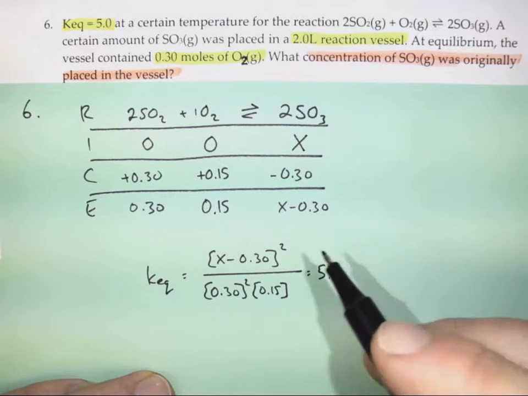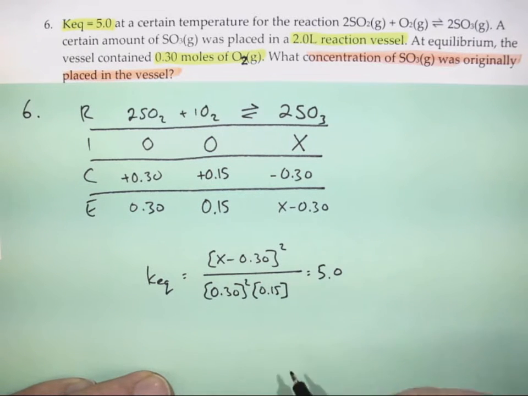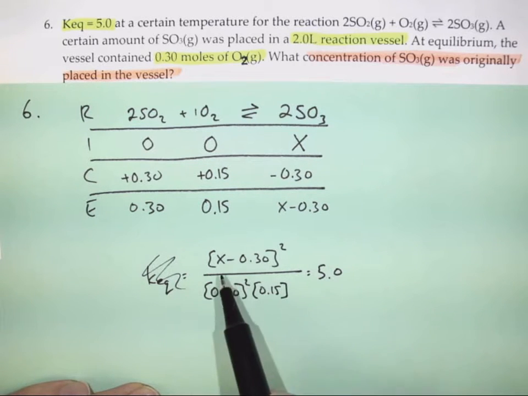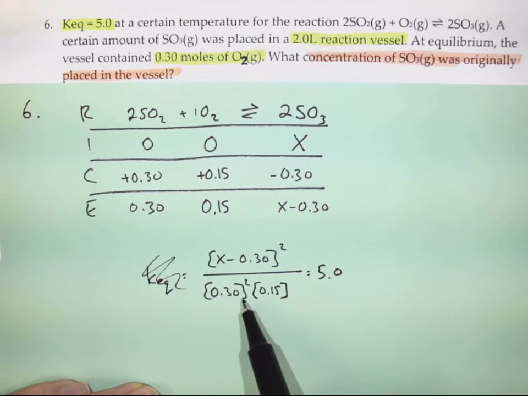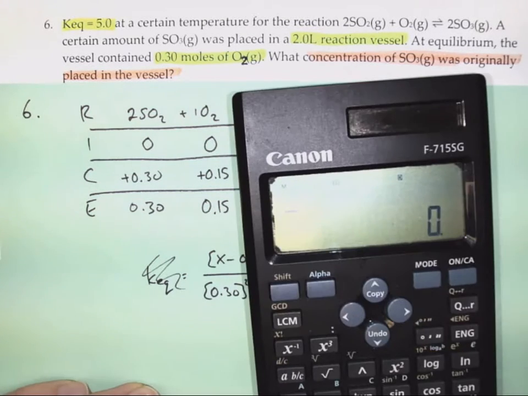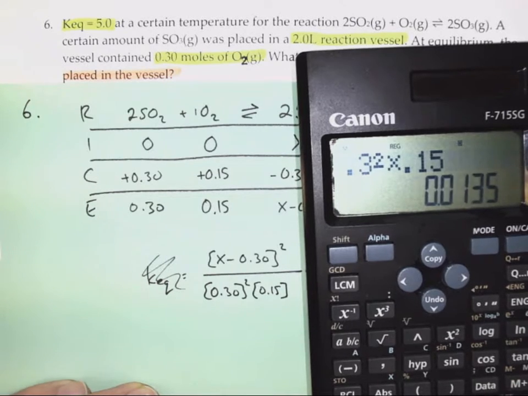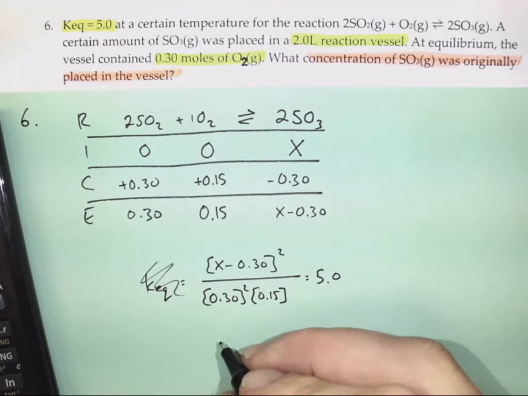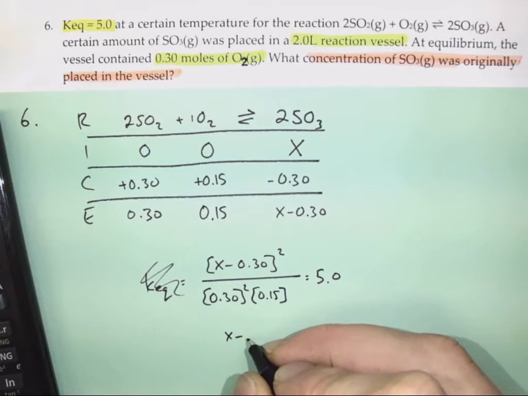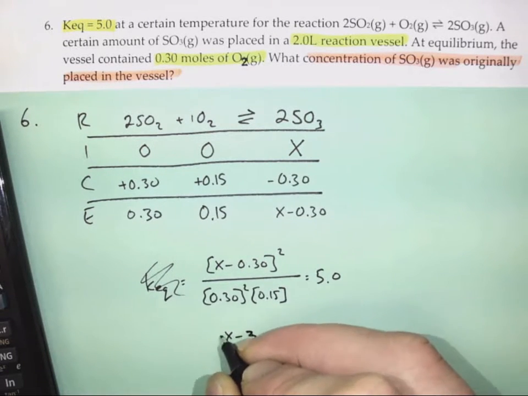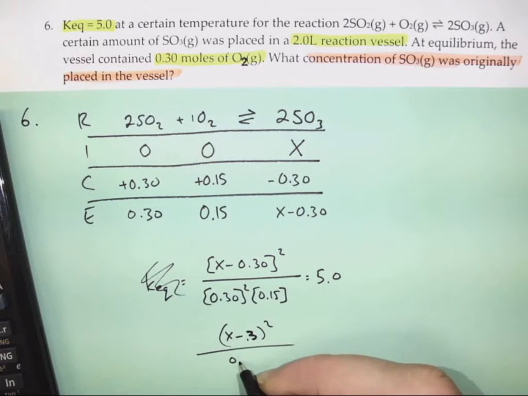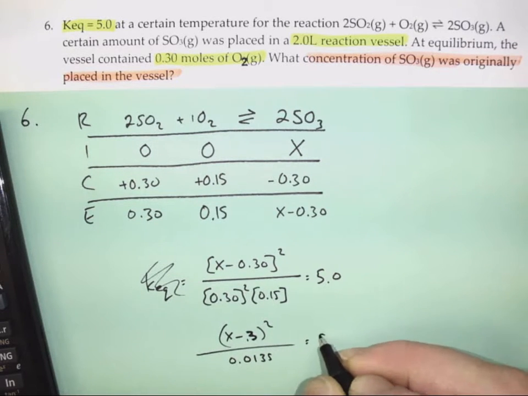Okay, I think this is a pretty solvable question. So what I'm going to do is multiply the bottoms together. It's 0.3 squared times 0.15, which equals 0.0135. Okay, so we get (x minus 0.3) squared over 0.0135, and that's all equal to 5.